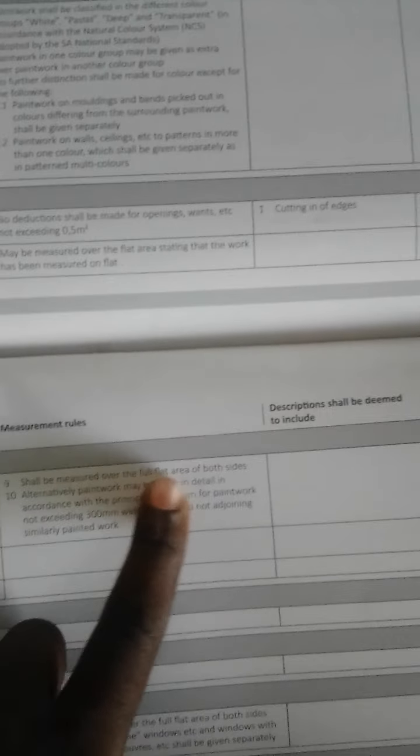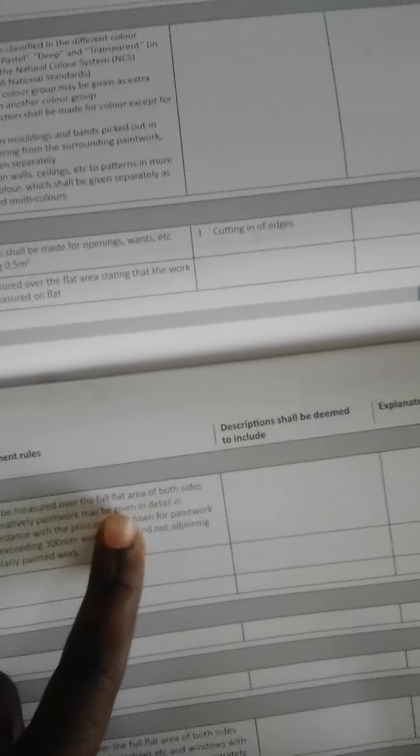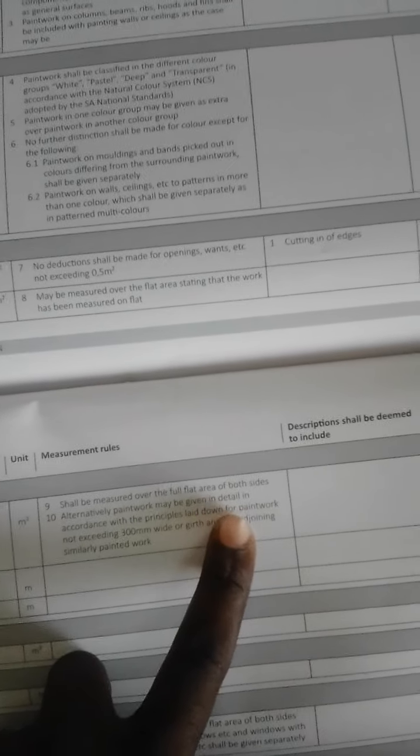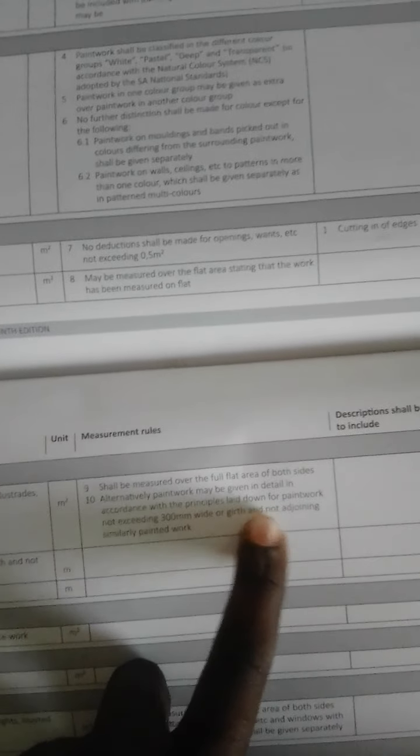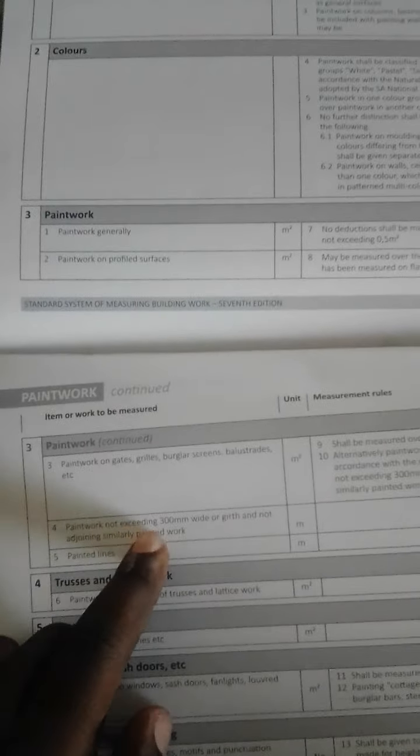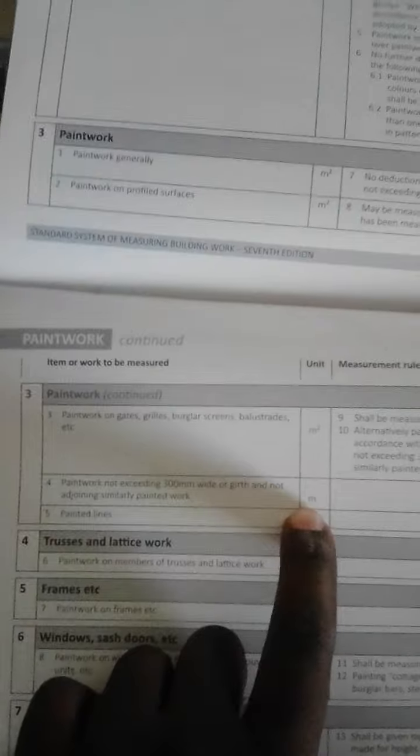If you go to the clause on this page, it says paint on gates, grills, burglar gates, balustrades, etc. shall be measured also in square meters, over the full flat area of both sides. Then it says alternative paintwork may be given in detail in accordance with the principle laid down for paintwork not exceeding 300 millimeter girth and not adjoining similar paintwork. And then go to clause 4. Paintwork not exceeding 300 millimeter girth and not adjoining similar paintwork shall be given in meters.